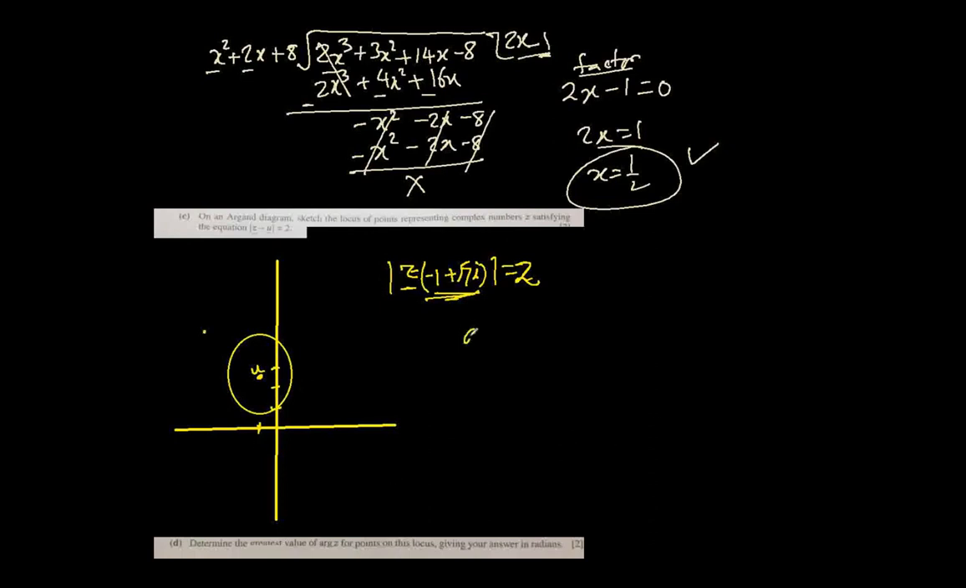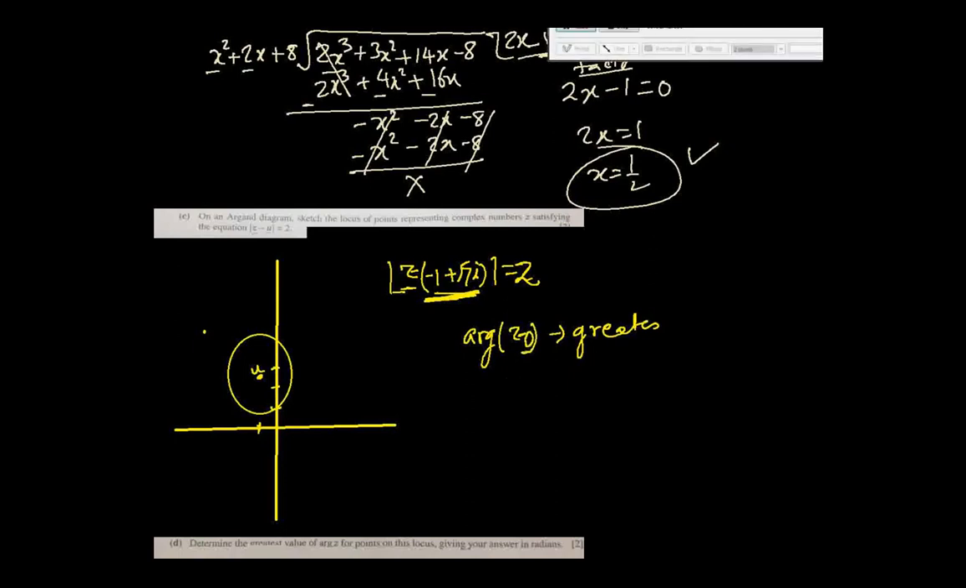argument z. I'm talking about part D. Argument z for the point on this locus, this circle. Locus is the circle now, giving your answer in radians. So greatest value for argument z. Just like it was z minus u basically, here it has to be z minus something, and because there is nothing here, we can write z minus 0.